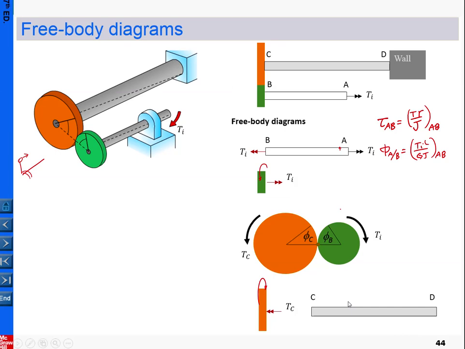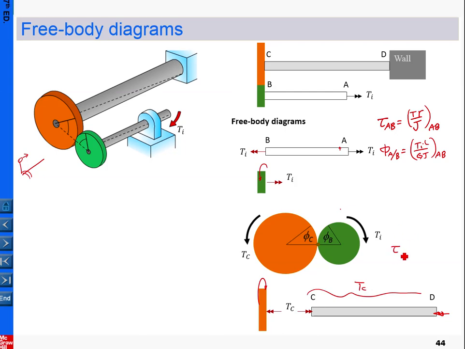Then we finally come to the portion here. For this one, that is a shaft, and at this end it is attached to the gears. So that's the action-reaction that happens here, and at the other end it is against the wall, so it is in balance with the wall. That is the TC here. Now we have calculated the torque TC in these portions of the shaft.